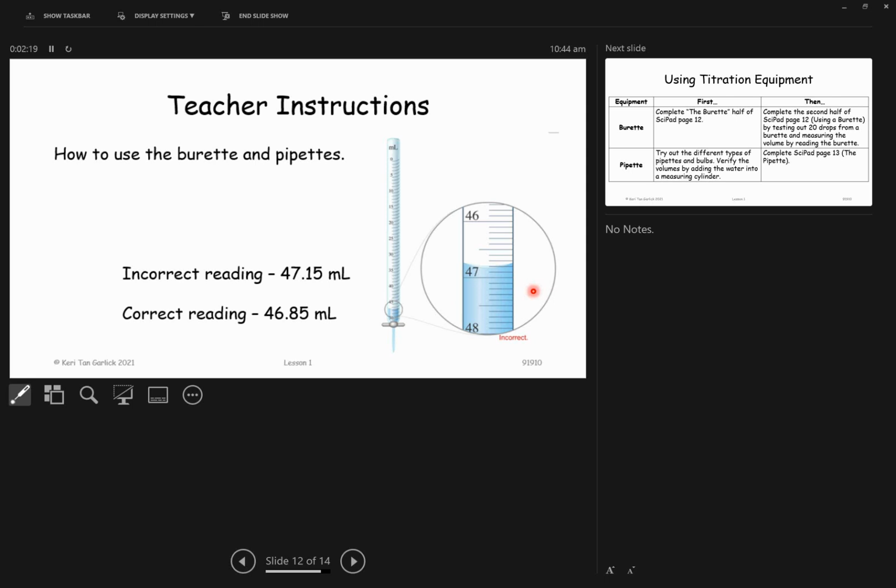I thought it was straight on point. Yeah, so if this line was right here, you would say it's 47. And then once it goes past that point, right there, that's 47.1.